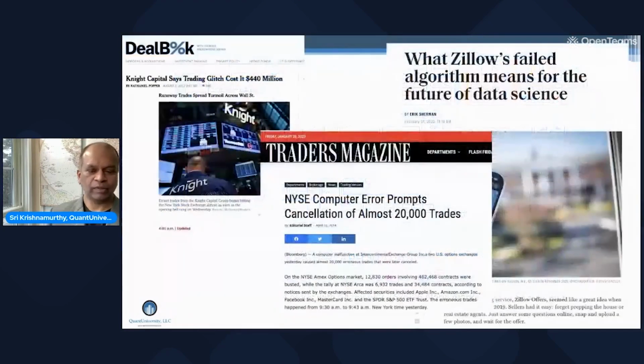If that doesn't happen, Patrick was sharing some examples, and I just want to remind people of some of the other examples we have seen in the financial services world. For people who have been in financial services as long as I have, in 2012, Knight Capital had a trading glitch which resulted in a $440 million loss. Recently, Zillow had to shut down their whole Zillow Offers once they realized that the algorithms weren't working as well as they thought they would. And as recently as today, we saw a computer error which led to the cancellation of 20,000 trades.